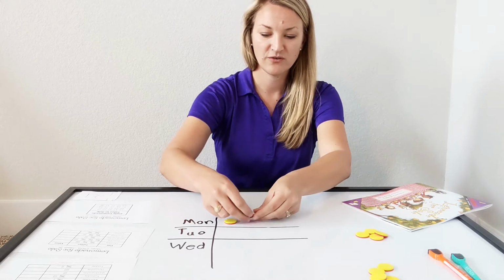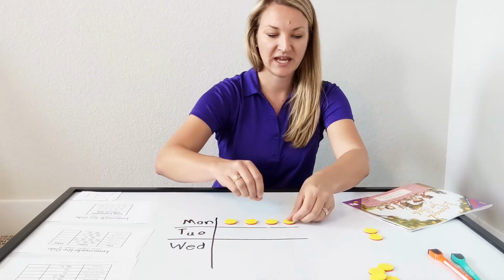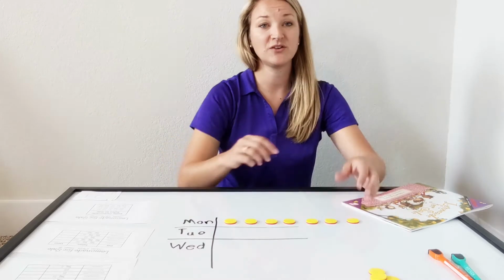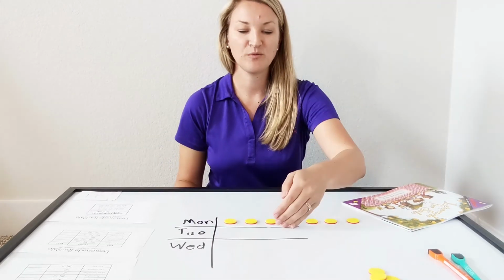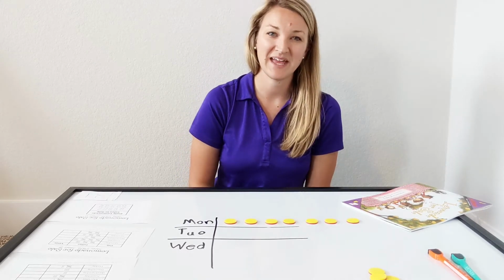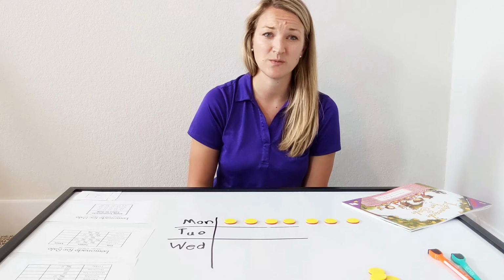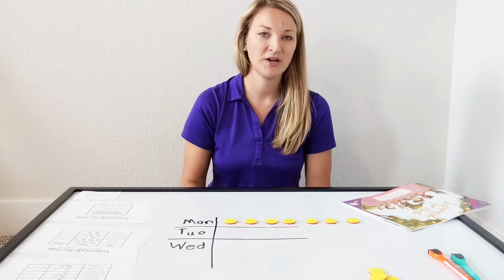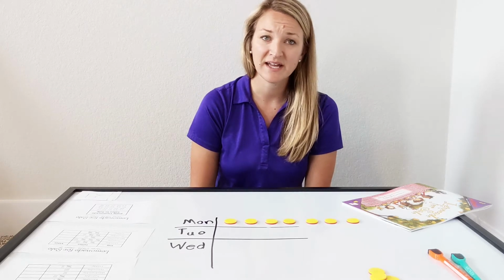So 2, 4, 6, 8, 10, 12, 14. Again, making sure that they're evenly spaced. But then you can move forward with your graph and do some analysis at the end where we have the same types of questions: which day did we sell the most? Which day did we sell the least? How many more did I sell on Wednesday than Monday?